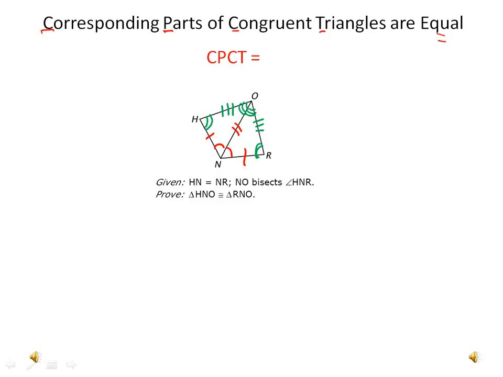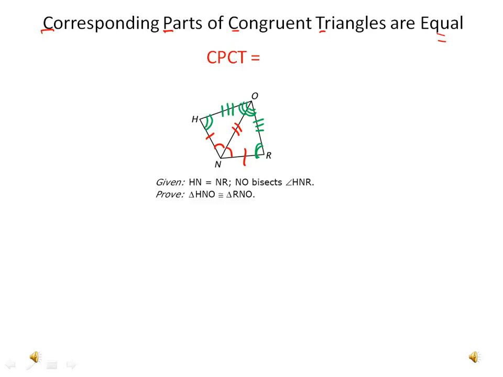I didn't need it for that first proof because they only wanted me to prove that the triangles were congruent, and I was able to do that with SAS. But sometimes you're going to have to first prove the triangles are congruent and then prove some other parts are equal, and that's when you use corresponding parts of congruent triangles are equal, and I'll demonstrate that in the next proof. But just so you know, remember, triangles have 6 main parts, 3 angles and 3 sides.